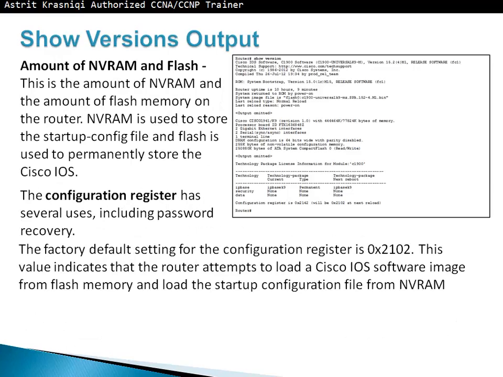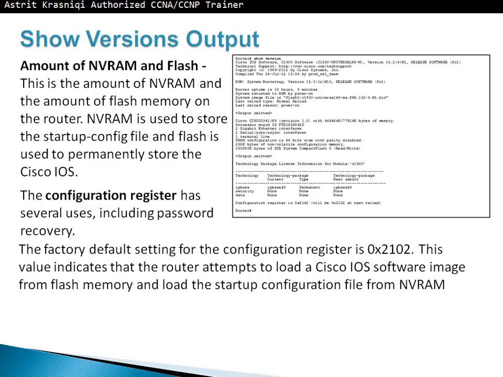The last thing we will see is the amount of NVRAM and flash. This is the amount of NVRAM and the amount of flash memory on the router. NVRAM is used to store the startup configuration file, and flash is used to permanently store the Cisco IOS. The last thing we see is the configuration register. It has several uses, including password recovery.